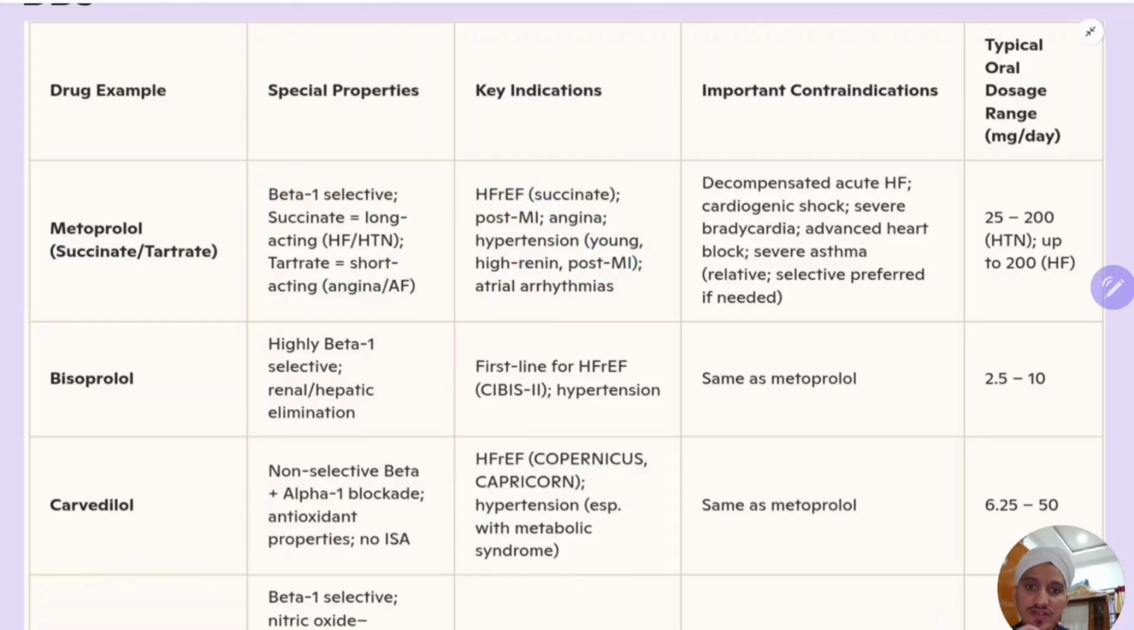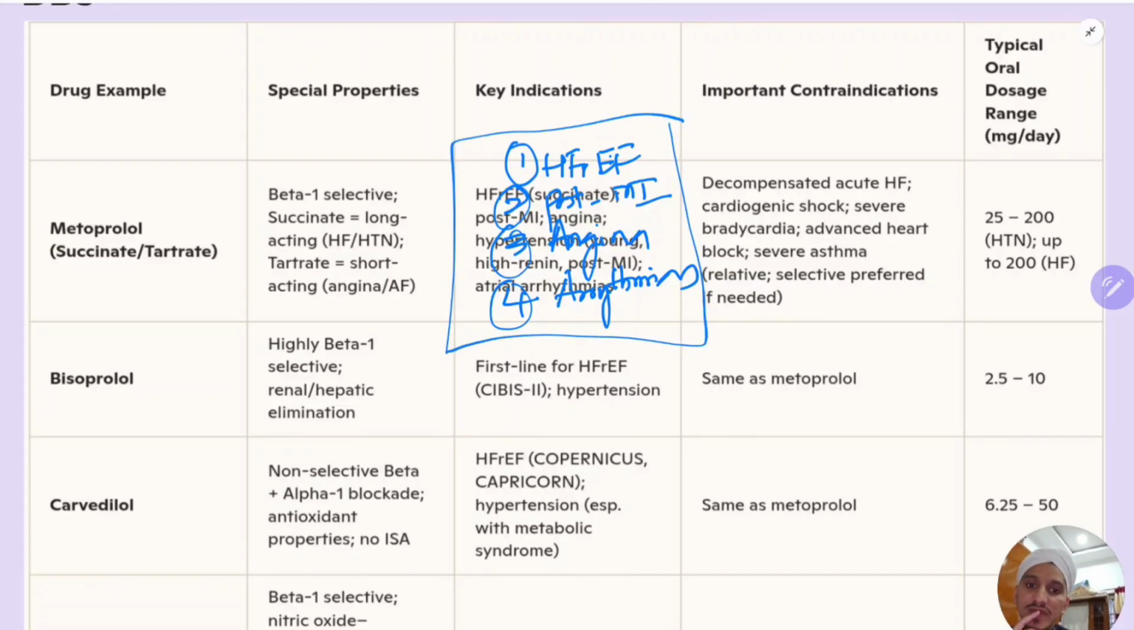So how many uses? Number one is heart failure with reduced ejection fraction. This is the number one thing. Number two is post MI. It reduces the hospitalizations and decreases the morbidity and mortality. Number three is angina; you can use it in stable angina. Number four, you can use it in arrhythmias. So these are the uses of metoprolol: after MI, in patients with HFrEF, angina and arrhythmias.